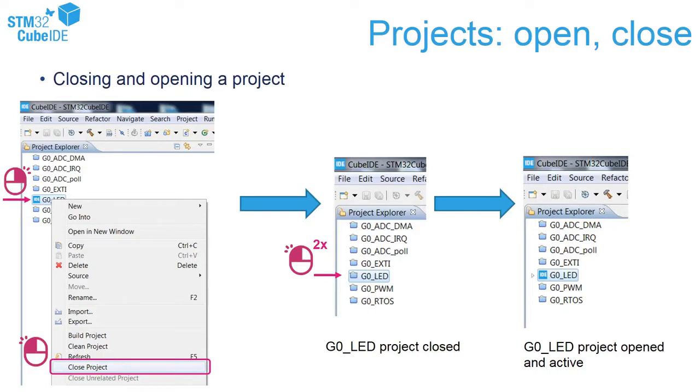On the left part of the screen, you can see an example of a workspace which contains 7 projects. One of those is open. This G0 LED is open. To close this project, it is enough to click on its name, then click the right mouse button and select Close Project. In this case, you will see the situation like in the middle of the screen, that all projects are closed. To open the project, it's enough to double click on the name of the project, and then it becomes open and at the same time active.